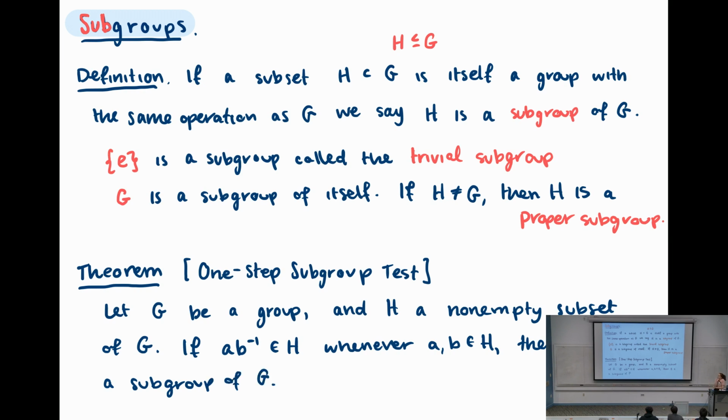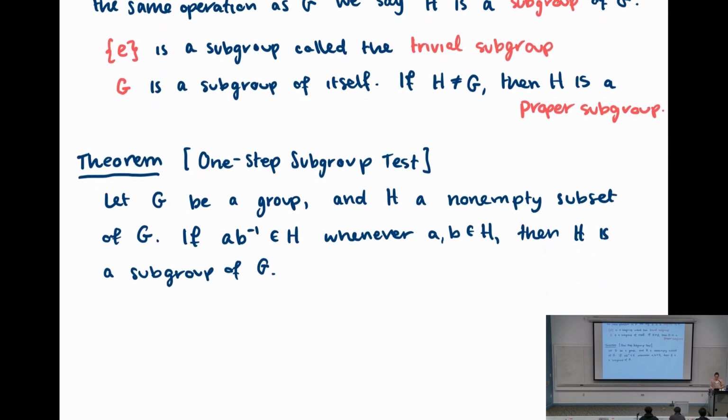So this definitely simplifies things, because instead of needing to check that H satisfies each of the three group axioms, you can just do this verification: if you have A, B in H, then AB inverse is also in H. Okay, so let's prove this theorem.